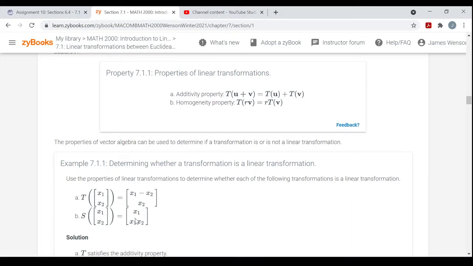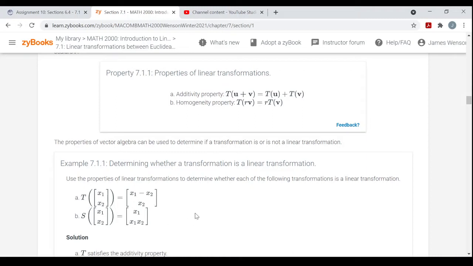Whereas the second one, see the first one, x1, that's 1x1 plus 0x2. That's a linear combination of x1 and x2. But the second component in the output, x1 times x2, that is not a linear combination of x1 and x2. Remember, a linear combination is a scalar times one of them plus a scalar times the other. So you're going to see that S is not a linear transformation.